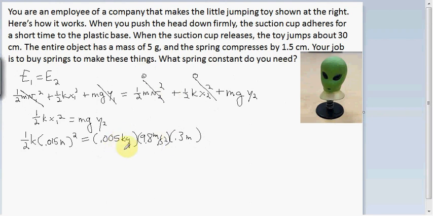Okay? And so notice I can take all of this, I can solve it for k, and when I do that, I get k equals 131. And since I've been working in SI units all along, I know that I've got to get the SI units for spring constant. And spring constant, remember, is basically force over distance, so it's going to be newtons per meter. And so that's my answer.